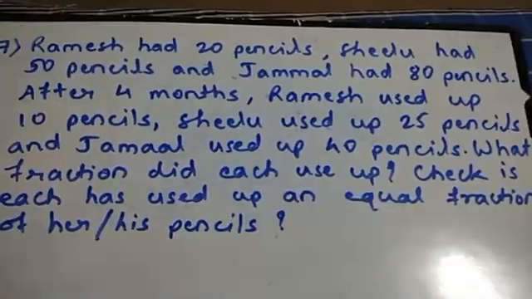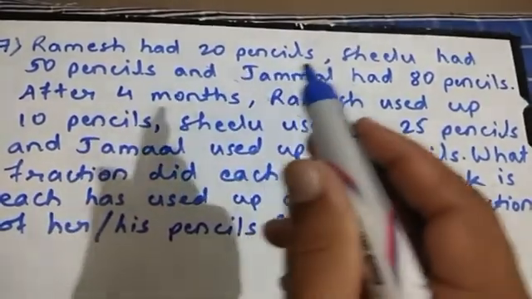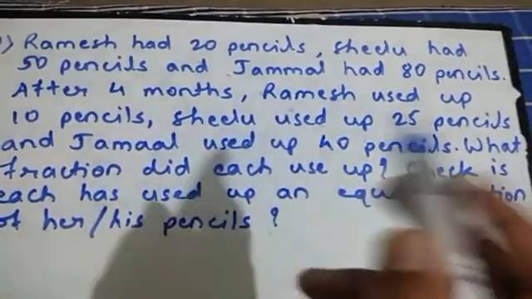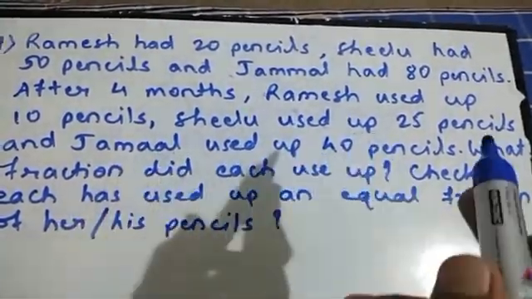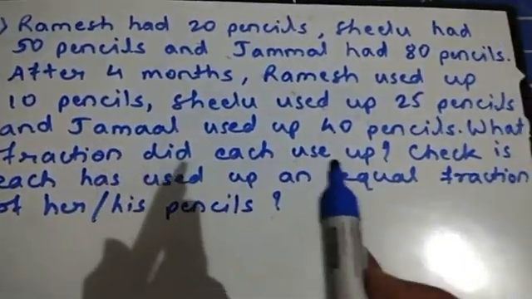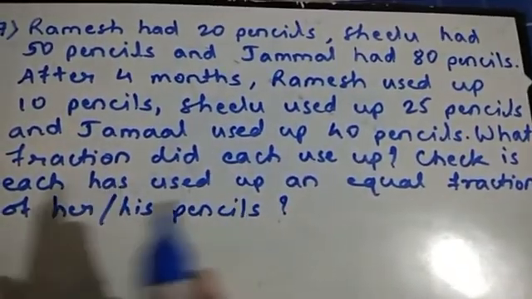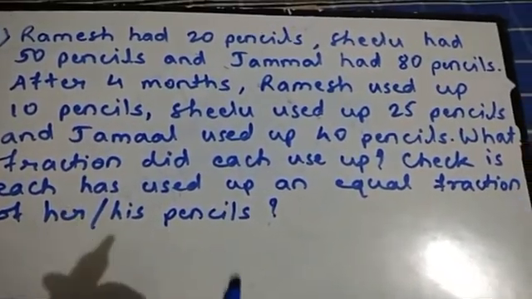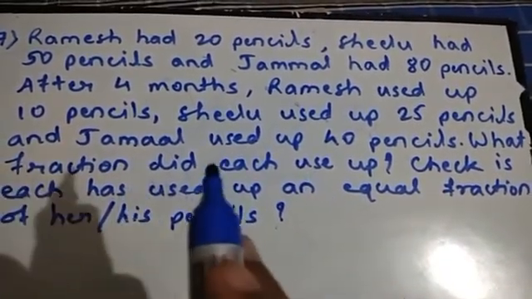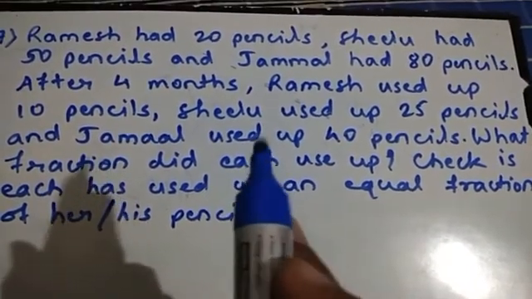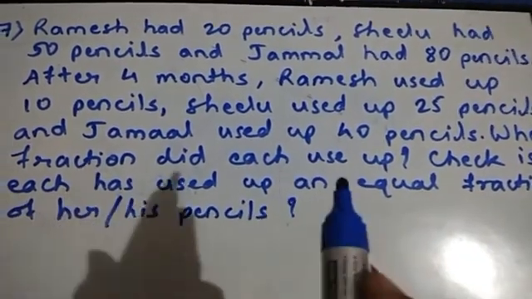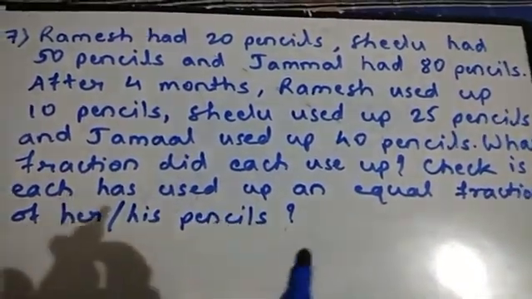Let's see one more question. Ramesh had 20 pencils, Shilu had 50 pencils, and Jamal had 80 pencils. After 4 months, Ramesh used up 10 pencils, Shilu used up 25 pencils, and Jamal used up 40 pencils. What fraction did each use up? Check if each has used up an equal fraction of her or his pencils. Okay, so they have given here the number of pencils they were having and how many pencils they have used. We need to find out what fraction each used up, as well as check if each has used up an equal fraction of his or her pencils.